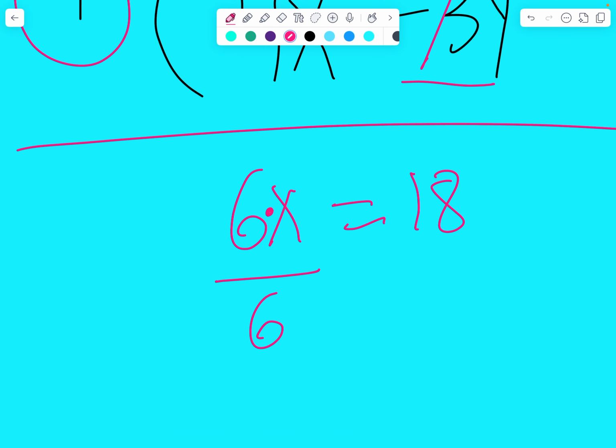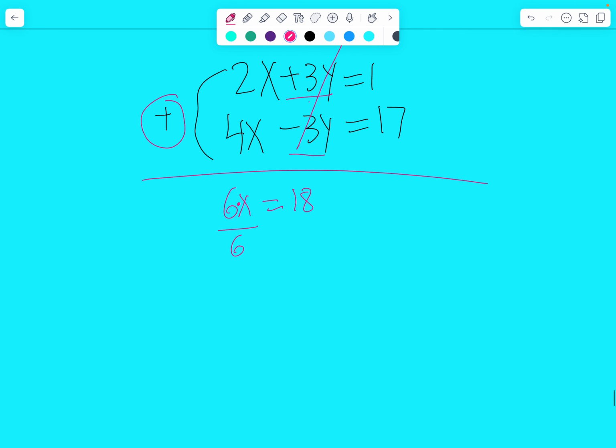The opposite of multiplication is division. So I'm going to divide both sides by 6. 6x divided by 6 is x. 18 divided by 6, that's 3, because 6 times 3 is 18. You could also do it like this, 18 divided by 6 being 3. Now I'm going to plug this into the first equation. It does not matter, you could have done the second one. What's 2 times 3?